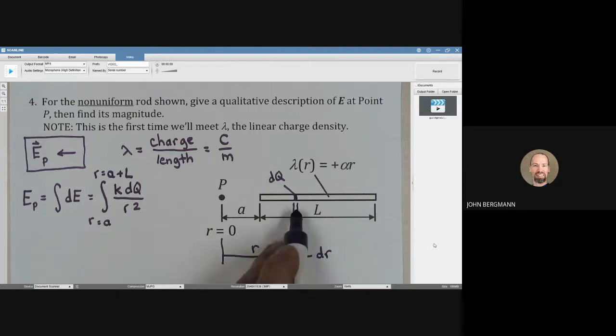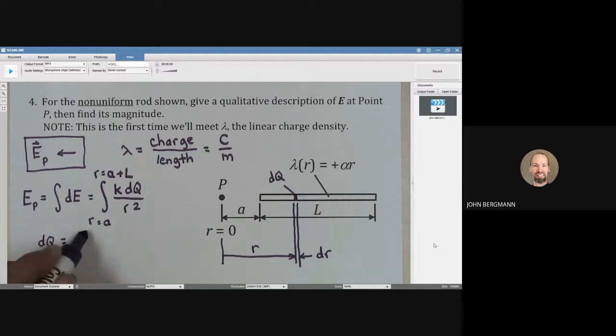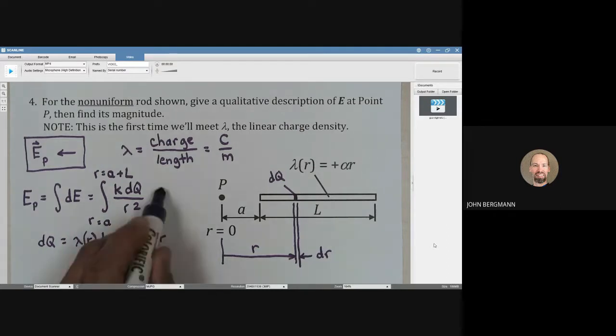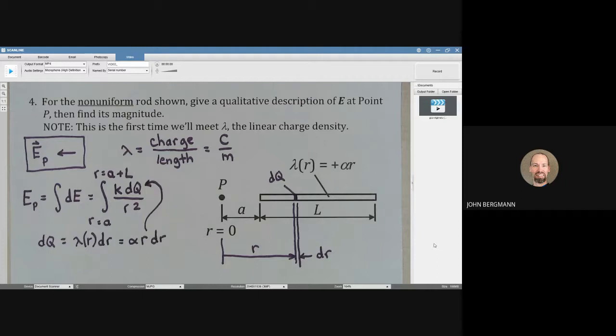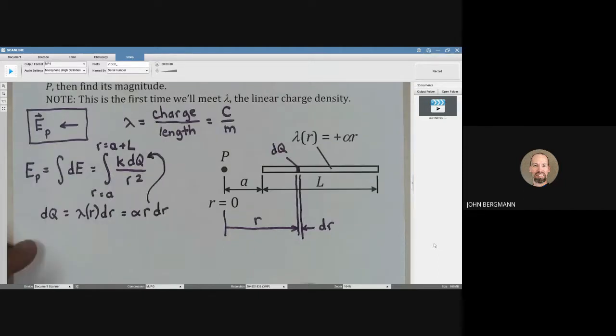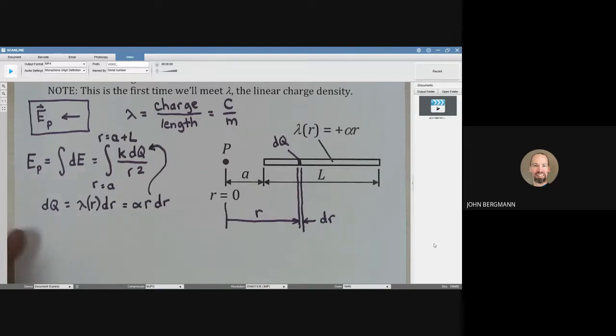Well, let's look at this little dq that we've put in our drawing here. That tiny little amount of charge should be equal to the charge density at that specific point multiplied by that tiny thickness. Fortunately, we're given the value of the charge density at that point. It's given in that equation. So dq is equal to some constant alpha multiplied by r times dr. That then is going to get substituted in here for dq. And now our differential and the limits of our integration have the same units, speaking the same language.